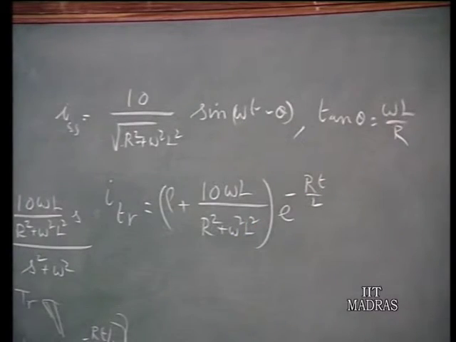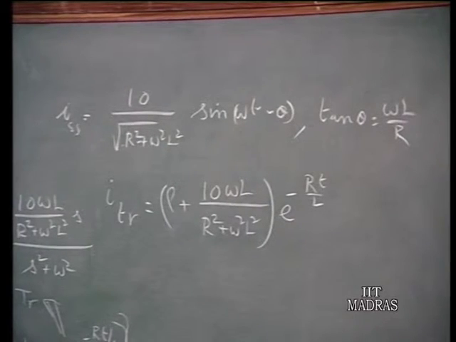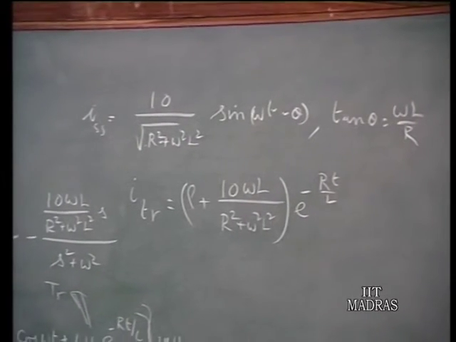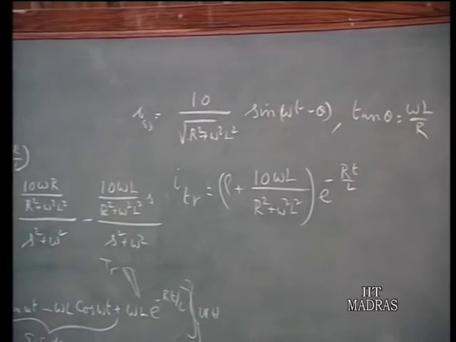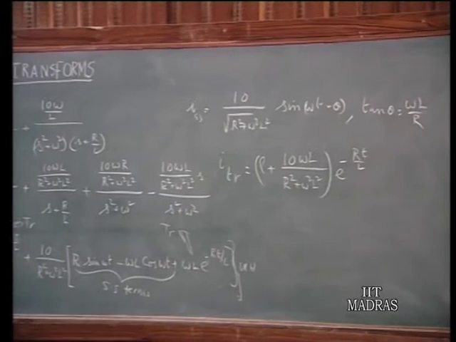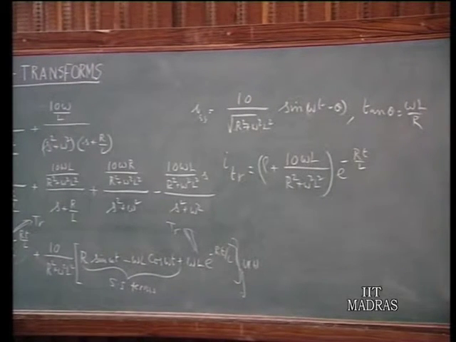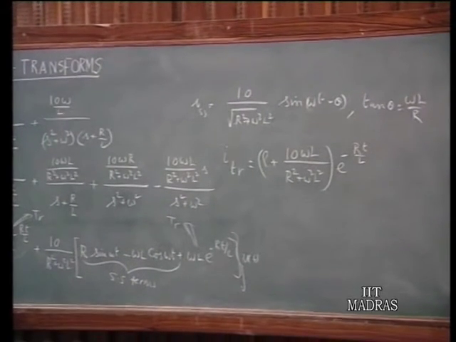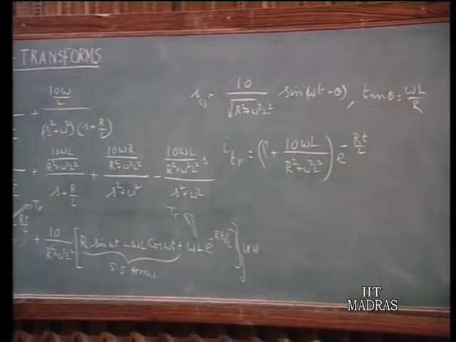That is the transient part of the solution. Rho e to the power of minus Rt by L plus 10 by R squared plus omega squared L squared times omega L e to the power of minus Rt by L. This is the transient solution. So in this we can see that once we have a solution, we can identify the terms which correspond to the steady state behavior of the current, and what are the terms which correspond to the transient portion of the response. So both these are simultaneously brought out in the final solution.